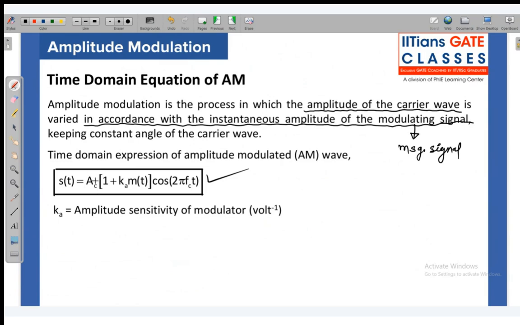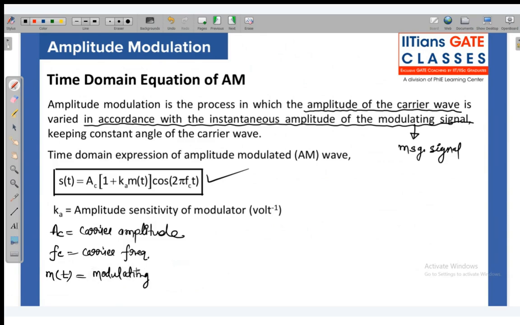So first, AC. AC means carrier amplitude. The carrier which we are using, that carrier amplitude is AC. Now what is Ka? Ka is the amplitude sensitivity of the modulator, whose unit is volt inverse. This is a constant value. FC, here you can see the cos 2 pi FC t. FC is the carrier frequency. What is m(t)? m(t) is your message signal, by which the amplitude of the carrier is changing, the modulating signal or message signal.